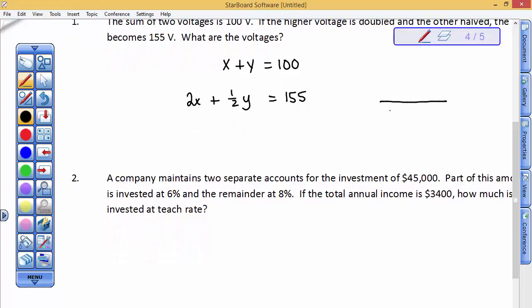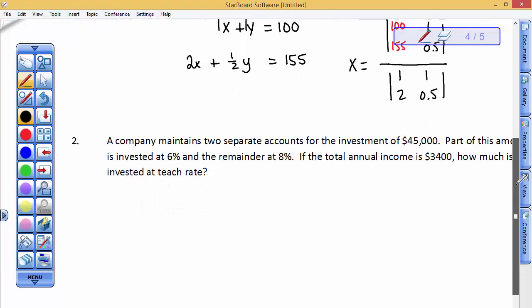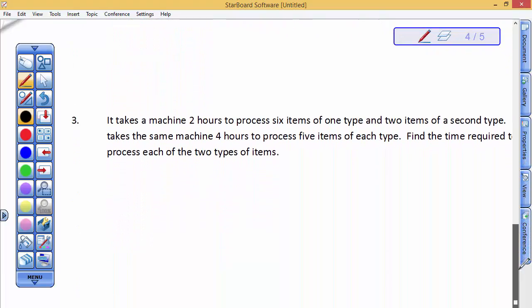So in your denominator for X, you'd have this 1 and this 2, and then this 1 and 0.5. And in your numerator, you'd have the 100 and the 155, and then this 1 and the 0.5, and you could solve for X, for example. I'm going to skip this next one. We've done something like that real recently.